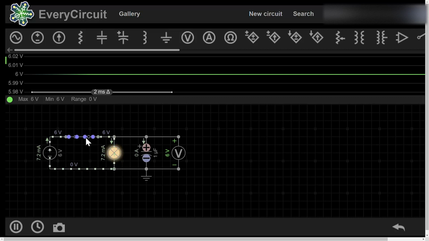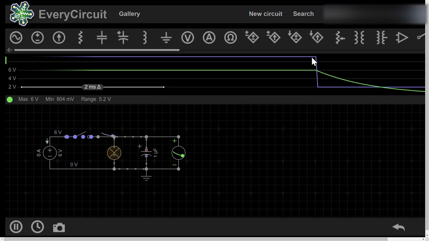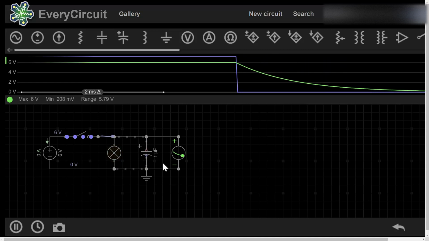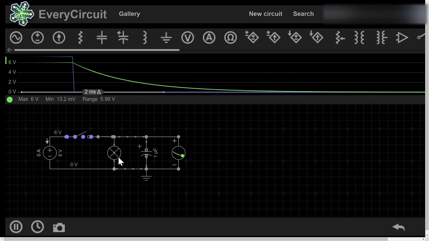What happens if I open the switch? You see the capacitor voltage will quickly discharge. After it finishes discharging, the lamp will not light up.